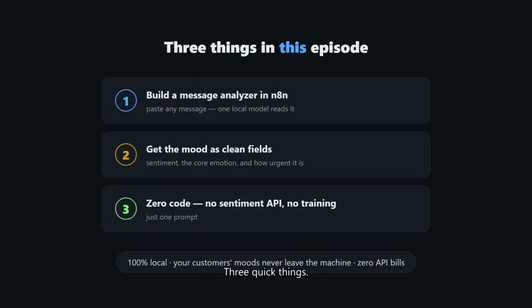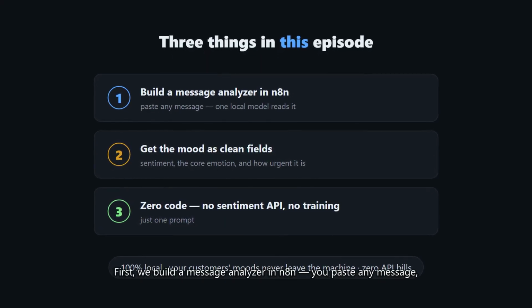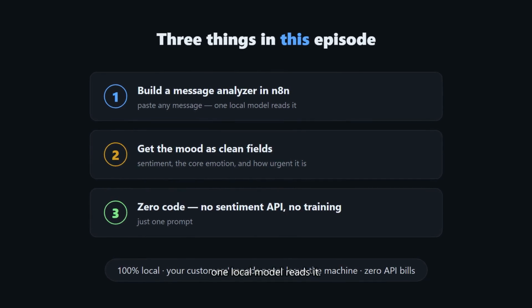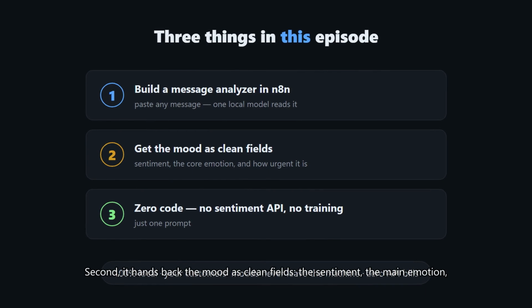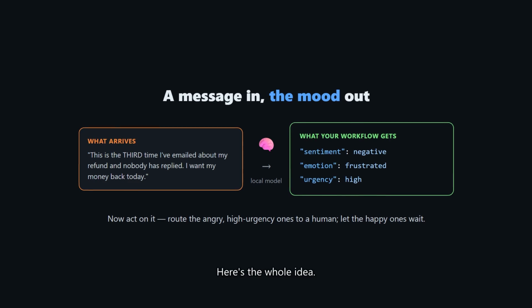Here's how. 3 quick things. First, we build a message analyzer in n8n. You paste any message, one local model reads it. Second, it hands back the mood as clean fields, the sentiment, the main emotion, and how urgent it is. And third, it's zero code, no sentiment API, no training, just one prompt. Everything local, everything free. Here's the whole idea.